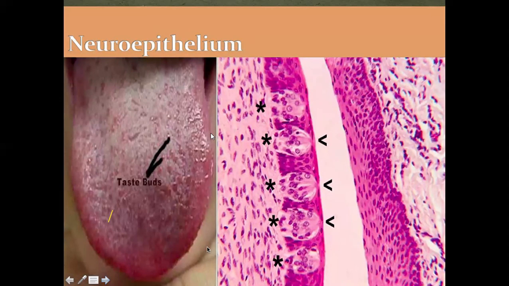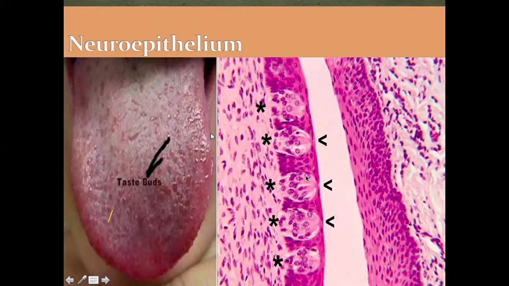Another type of special epithelium is the neuroepithelium. So this is seen in the taste buds, okay? So a special type of epithelium. You will go into details when you go to the digestive system, when we study the tongue or the different parts of the tongue, histologic components of the tongue. So from this, I just want to show that there's a special type of epithelium in the tongue, which is called a neuroepithelium.